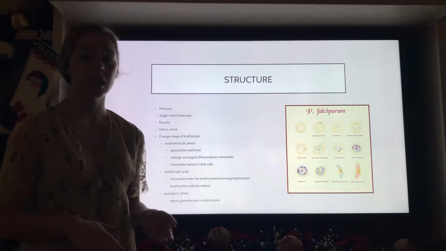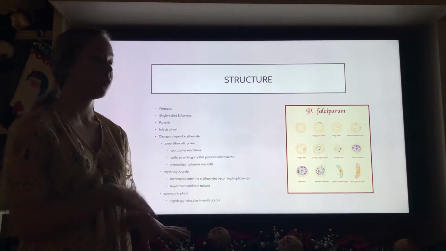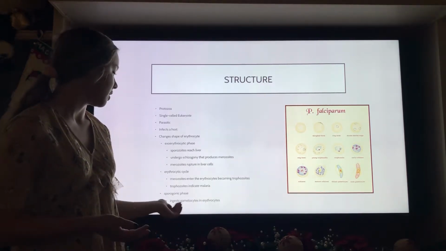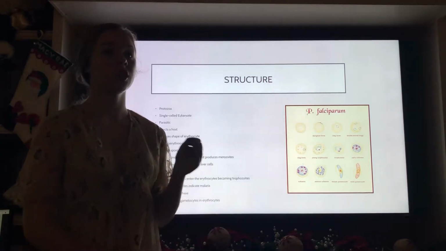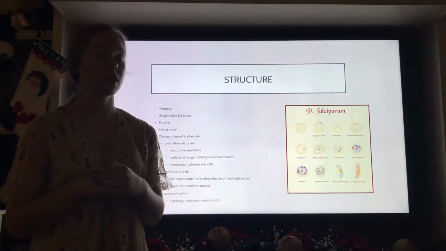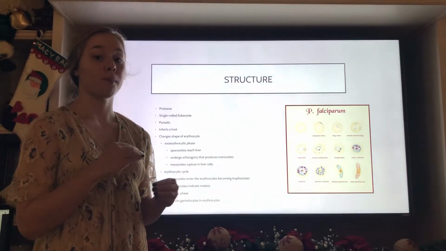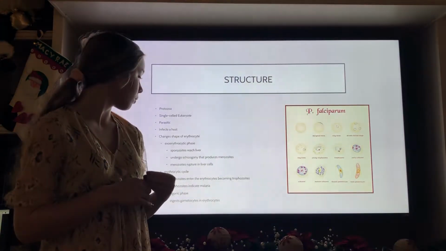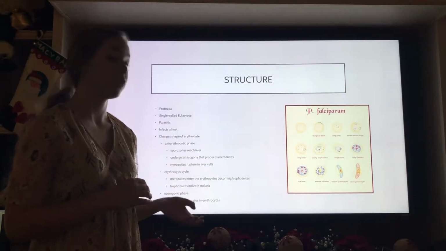And what happens with this is when the mosquito is feeding off of the human, then it creates gametocytes in the erythrocytes. So it's just a process. So then the mosquito can produce more Plasmodium, so it produces more merozoites.